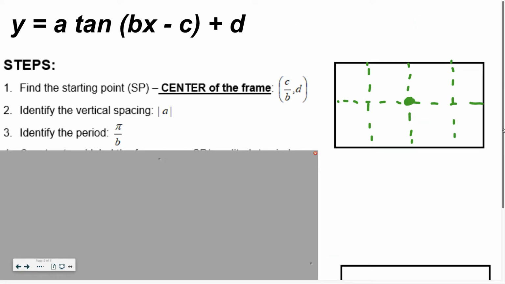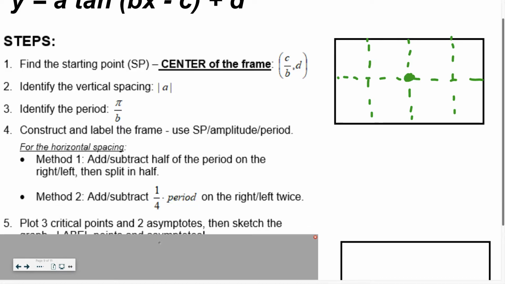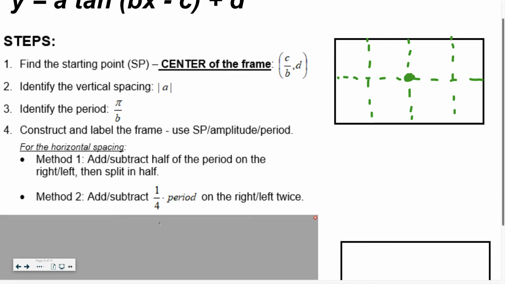I have two methods for you once again to calculate the horizontal spacing of your frame. So you can still do 1/4 of the period and add it 2 times and subtract it 2 times. That's method 2. Okay? If that's not your jam, then method 1 would be to split the period in half, go to the left half of the period, go to the right half of the period, and then do midpoints from there. Okay? Welcome to class.